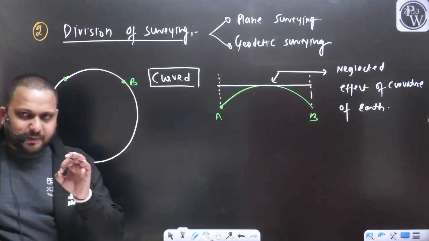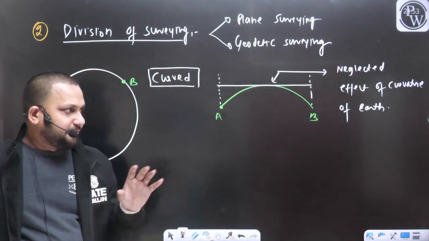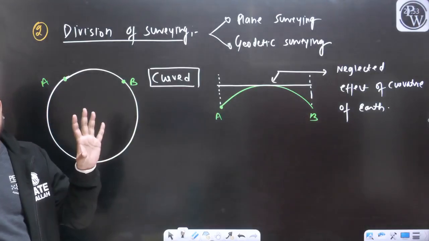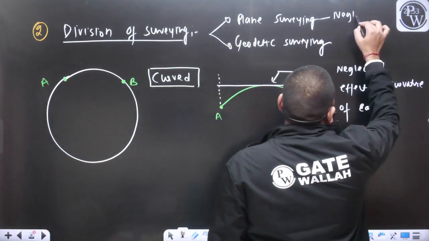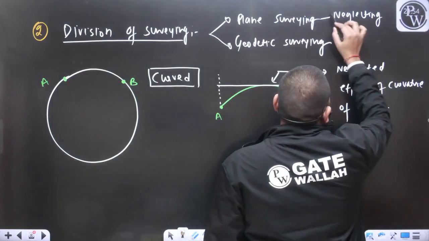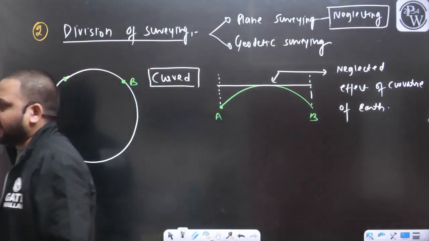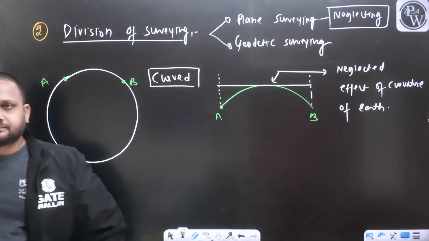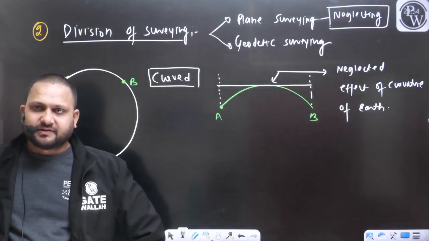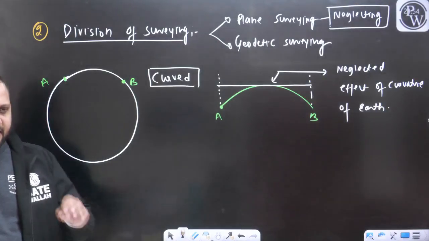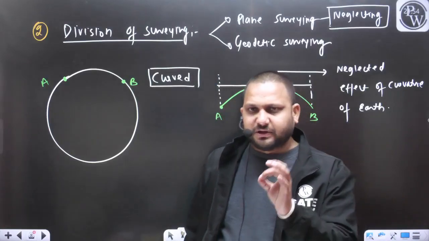So if in our measurement, listen carefully, we are not considering the effect of the curvature of earth, or you can say we are neglecting the effect of the curvature of earth, that means we are talking about plane surveying. We are considering earth's surface as a plane surface in our measurement, in the linear measurement, in the angular measurement. We are not considering the effect of the curvature of earth.